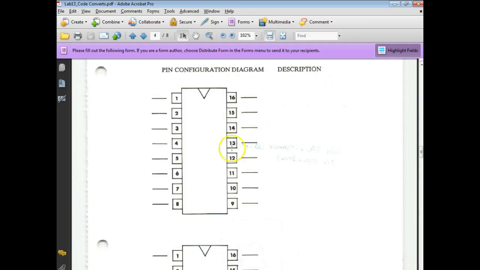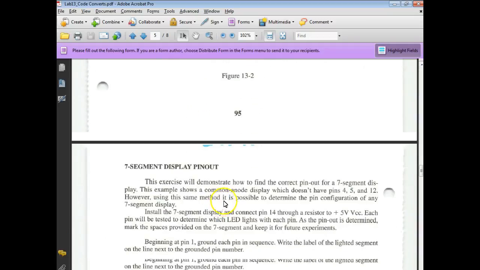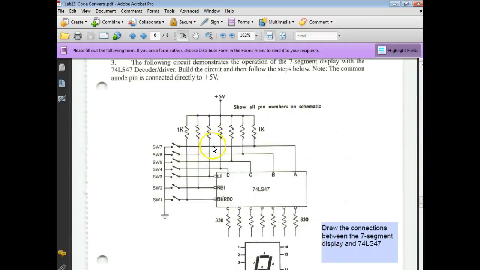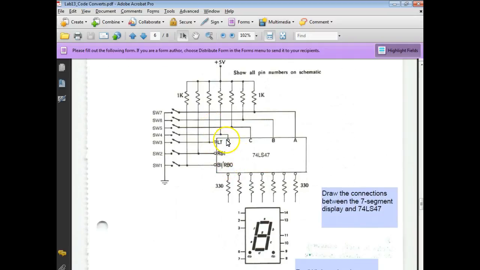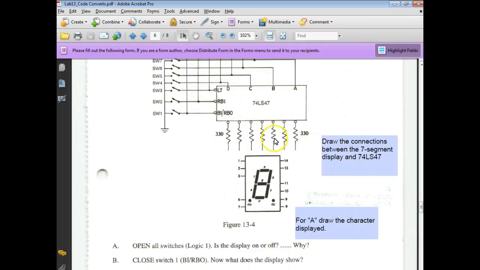So this is the 7447. It's a 16-pin deal, right? And the 74147 is a 16-pin deal. And this is the circuit I have wired up. What are y'all supposed to do here? Give me the pin out. And you're all supposed to draw the connections between the 7447 and the display.